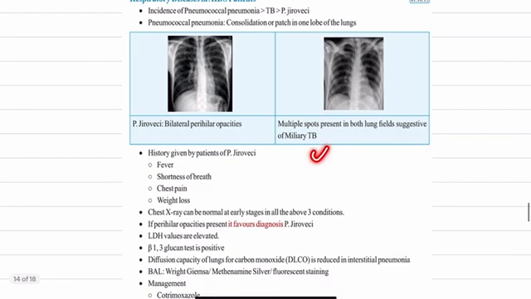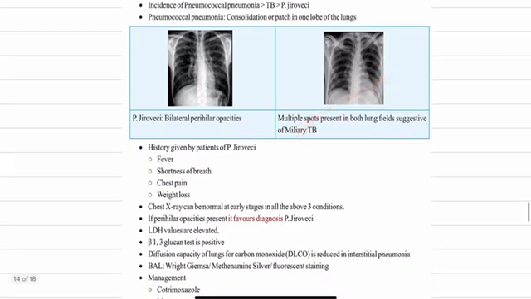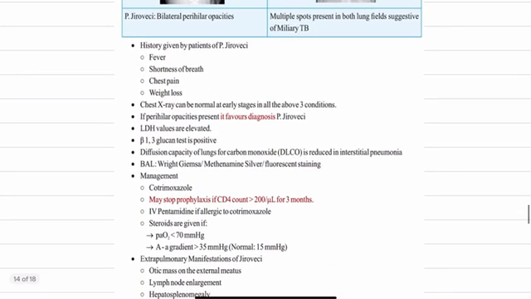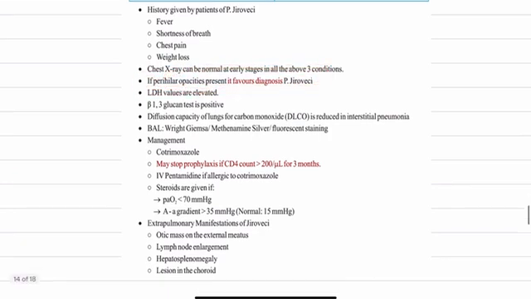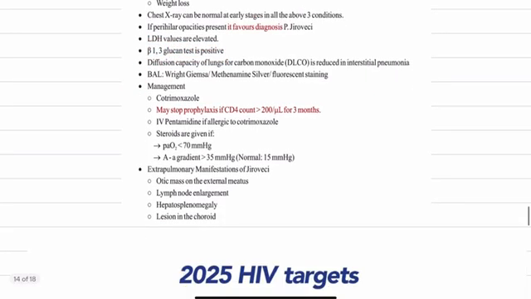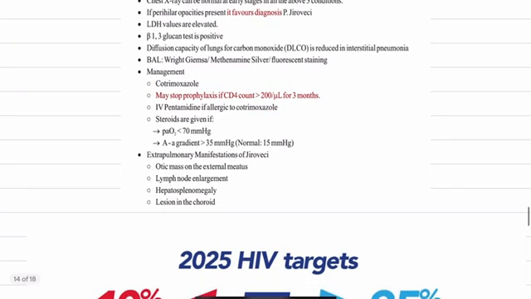If it is TB, you know multiple lesions are present in both lungs. If pneumatocele is present, it favors the diagnosis of pneumocystis, and the beta 1,3 glucan test is positive and LDH is also elevated. Management is cotrimoxazole. We may stop prophylaxis if CD4 count is more than 200, and IV pentamidine if allergic to cotrimoxazole.